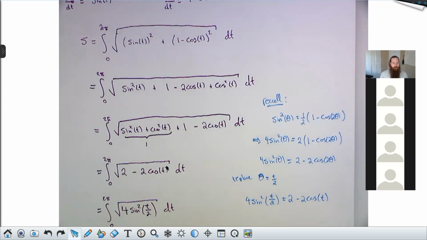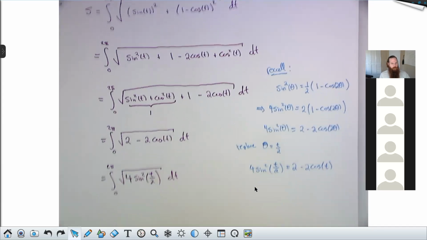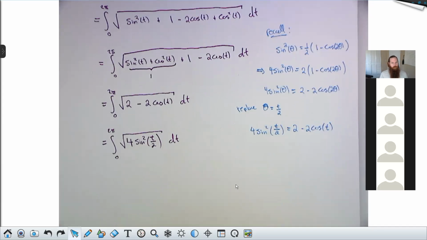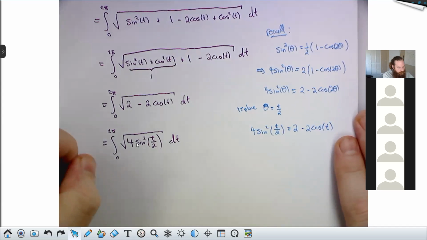If you wanted to, you could factor a 4 here and make this show up exactly. But you still need the theta equals t over 2 thing. So it's a little bit tricky. That's why I wanted to walk through this with you. And now we can take the square root of this. The square root of 4 is 2. The 2 can come out.